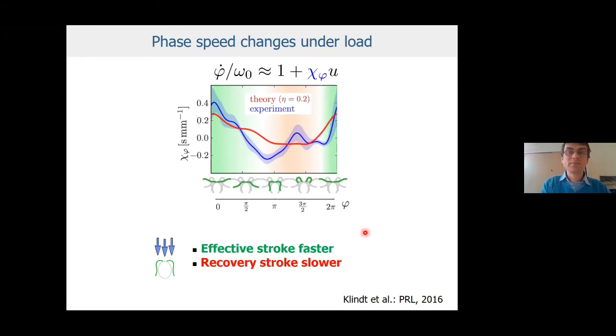And we can measure the slope chi from these curves for each phase of the flagellar beat. So on the horizontal axis, we now have the phase of the cilia beat, and then in blue we plot a fitted slope for the curves I've just shown for each phase. And you see, during the effective stroke, when the cilia move down, this slope chi is positive, and during the recovery stroke, this slope is negative, as we expect. And we also have a very, very simple theory to rationalize this observation.